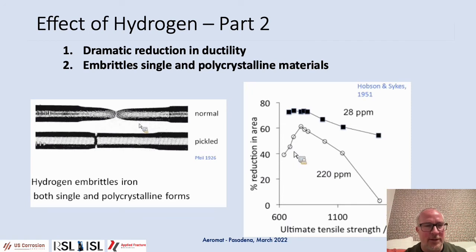So with hydrogen specifically, the effect of hydrogen is it really has a dramatic reduction in the ductility of the materials. And it can actually embrittle both single and polycrystalline materials. So while we typically think more often of steels and other things, this can also occur in single crystal materials, such as you might see in a blade from a turbine or other things like that.